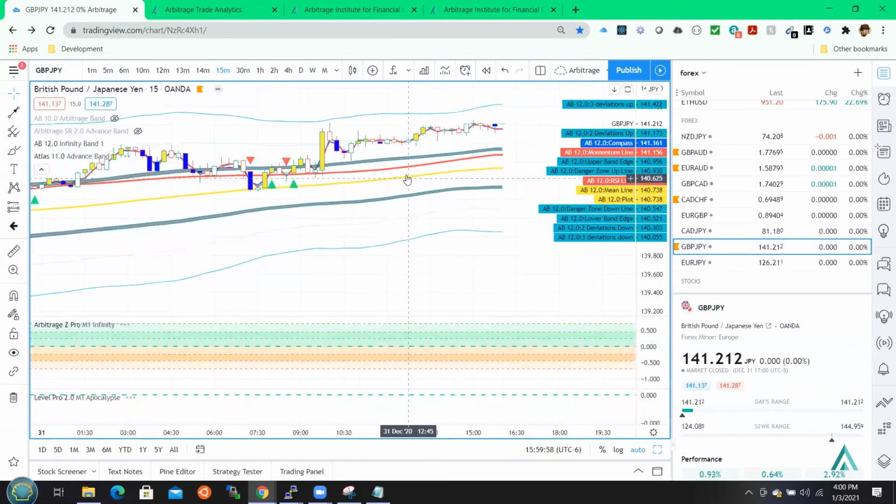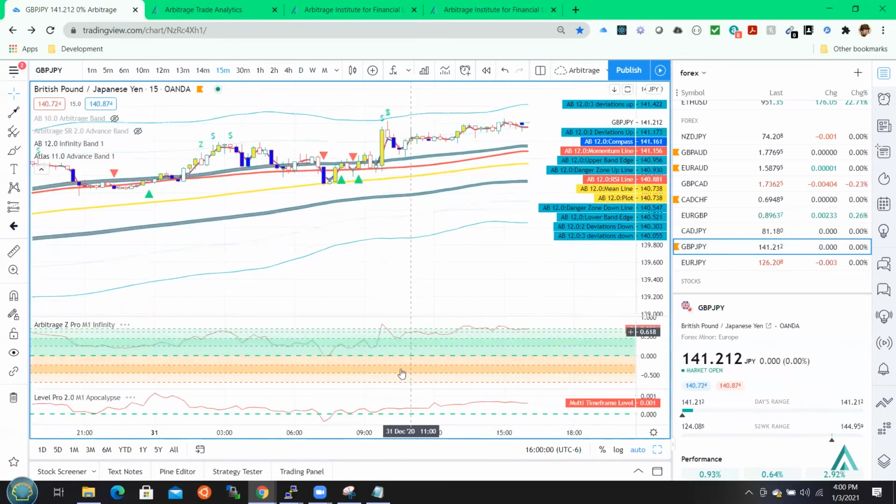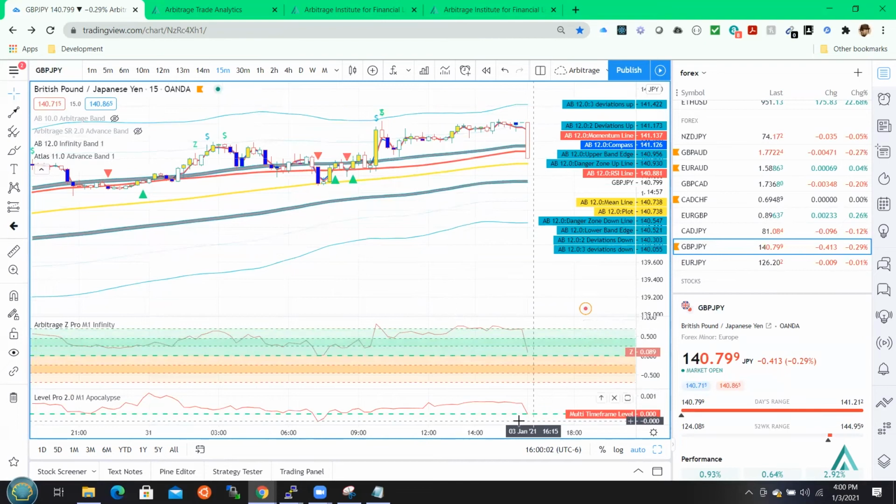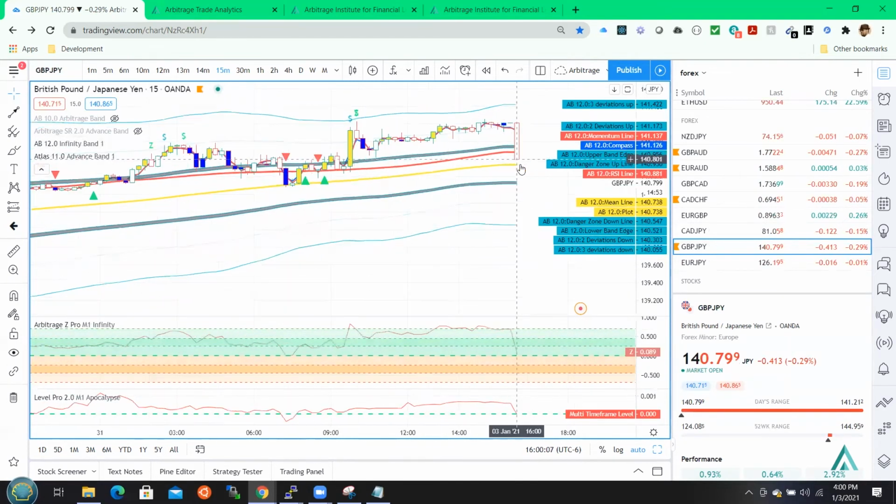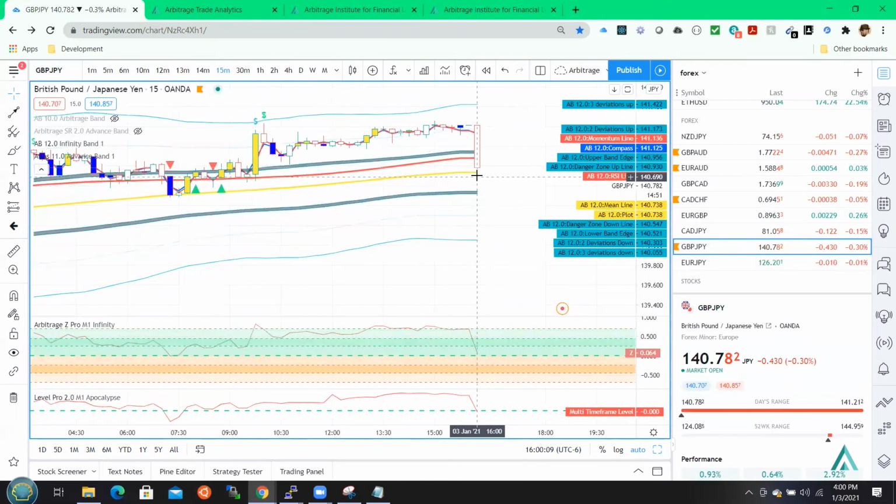GBP/JPY, once again, we're just up. We saw on there that it was just up. Basically, everyone is sitting right here. Looks like the market just opened. He gave us one red candle real quick to test that yellow line to see if we're going to hold this up. But I think he's going to hold. We will see.